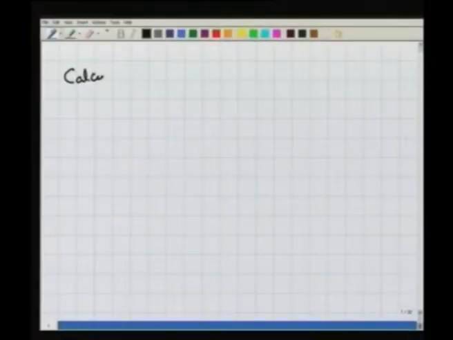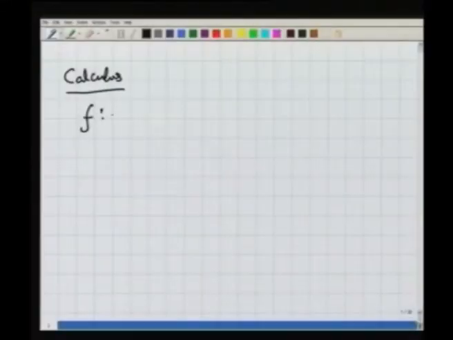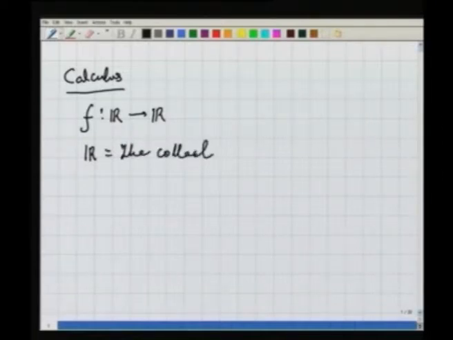In these lectures, we are going to study a branch of mathematics called calculus. Well, what does this subject exactly deal with? It deals with essentially functions defined on the set of real number systems. In symbols, we write it as a function f from R to R, where this R denotes the collection of the real number system.